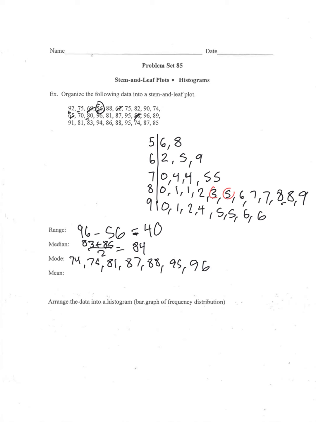The mean takes a little bit more work, but when you add up all of these values, you should get 2,444. There are 30 values in the set, as we figured out previously. We divide those out, we get 81.47. So, stem and leaf plot, using stem and leaf to calculate some of these calculations that we have done before.